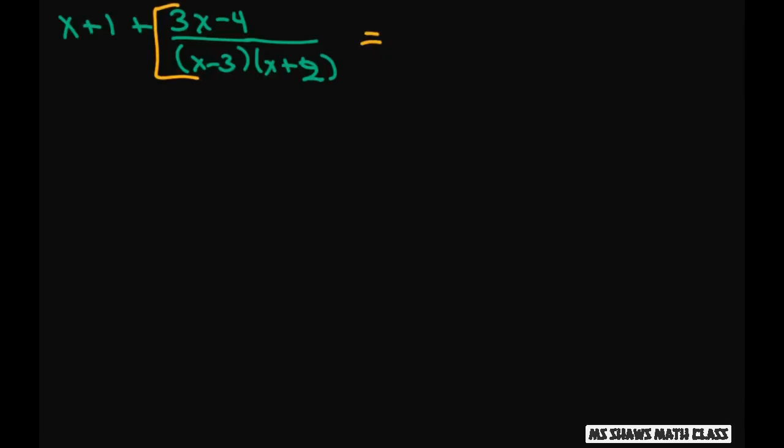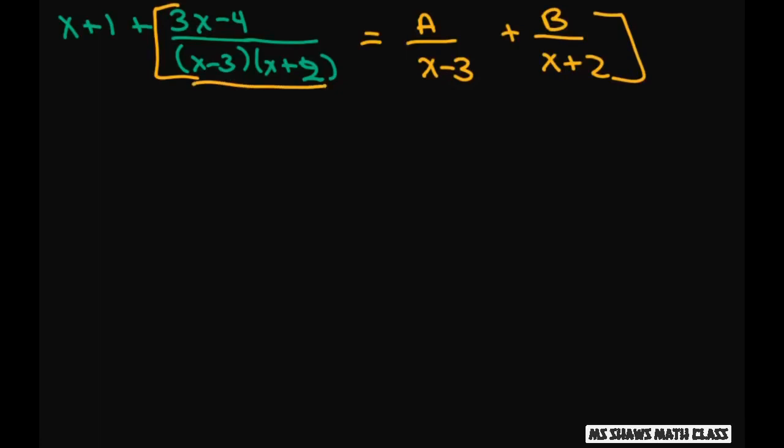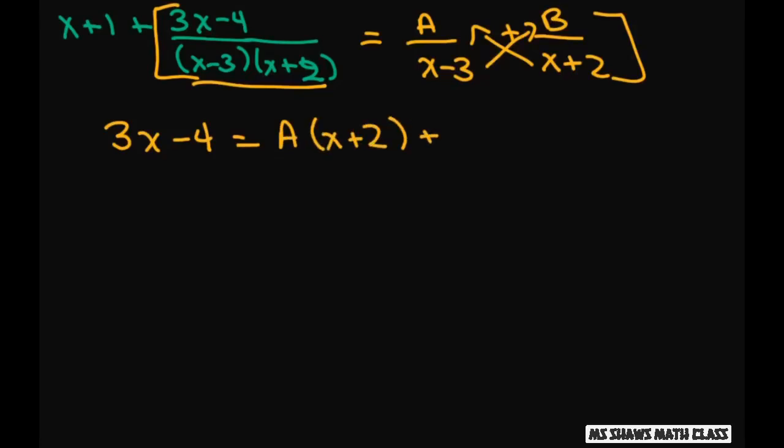All right. So we're just looking at this right now. And we're going to set this as a divided by x minus 3 plus b divided by x plus 2. Now, clear the fractions by multiplying the left and right hand side by x minus 3, x plus 2. So you're going to get 3x minus 4. And all you do here is just kind of cross multiply since they're linear. So it's going to be a times x plus 2 plus b times x minus 3.